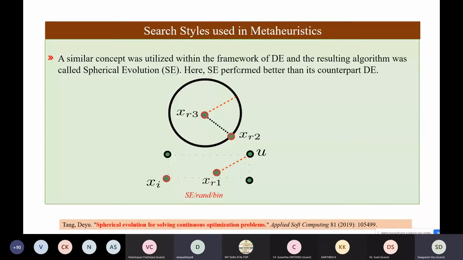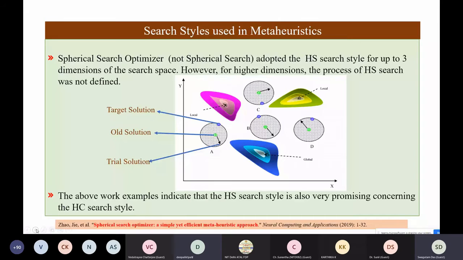In SE, rand/1 is similar to DE, but they are using a kind of coordinate transformation for achieving this. Then there is the Spherical Search Optimizer, SSO, which is done by some other people, but they share a very similar name to the algorithm I will be talking about. This was also published, I think, in Neural Computing and Applications in 2019. They adopted the HS style search for up to 3 dimensions of the search space, and for higher dimensions, the process of HS type search was not defined.